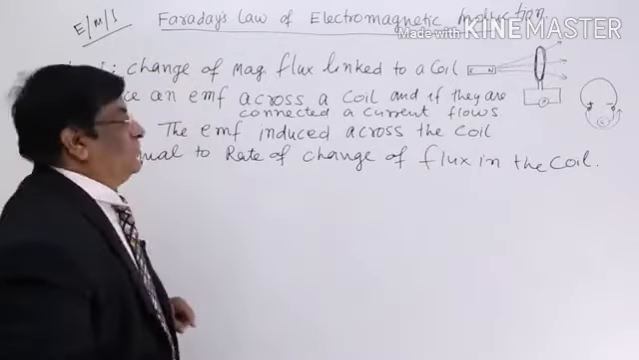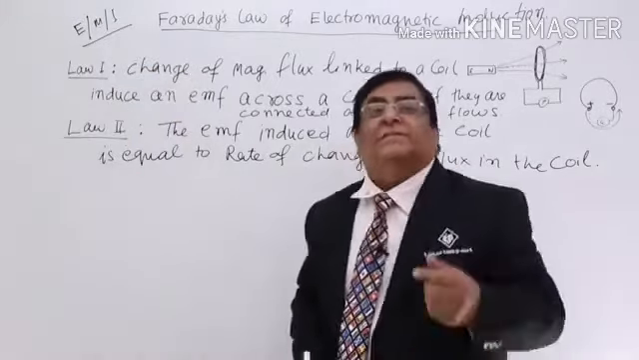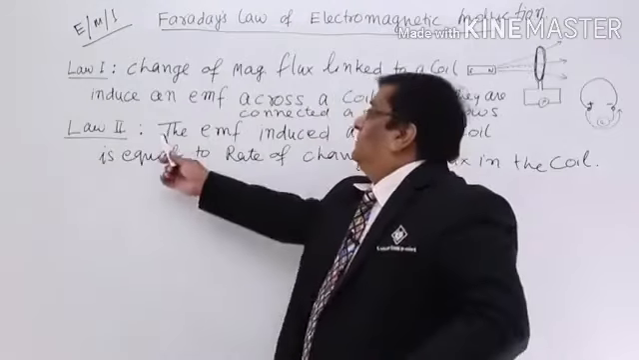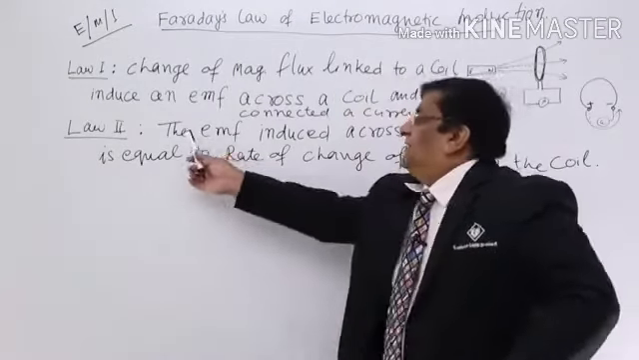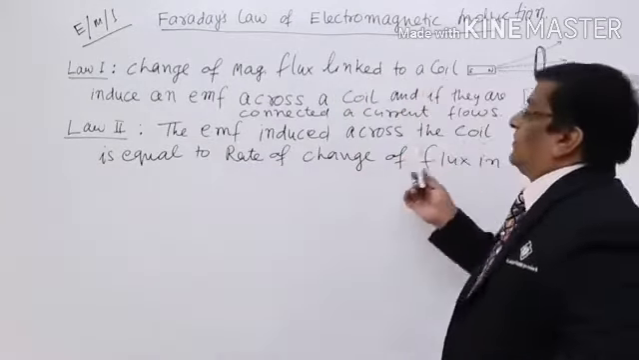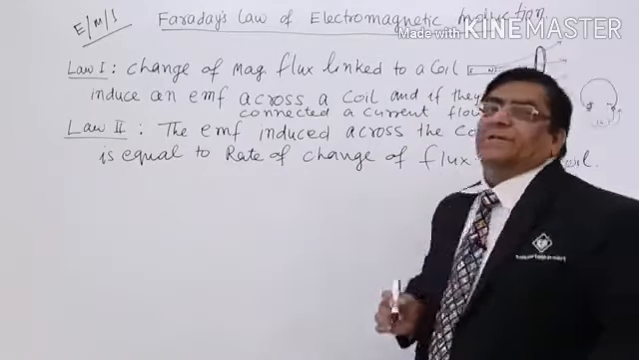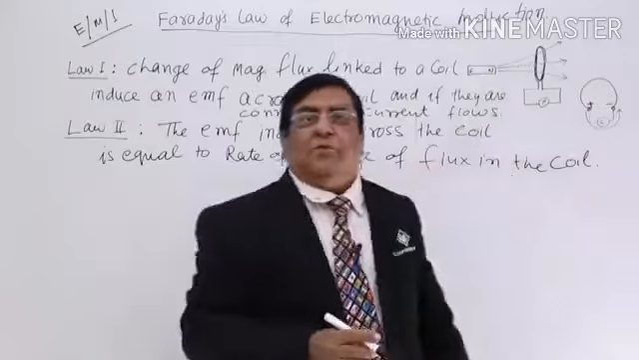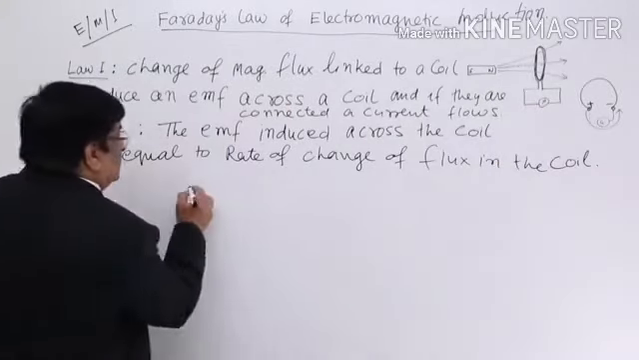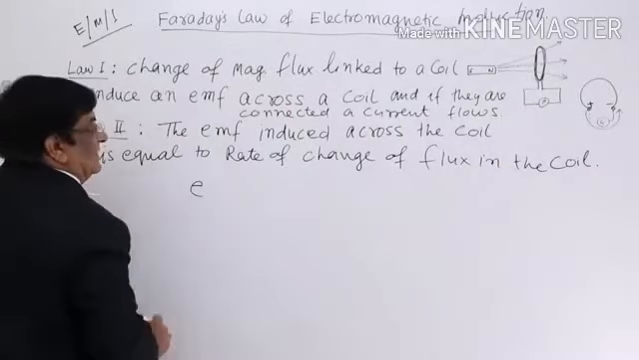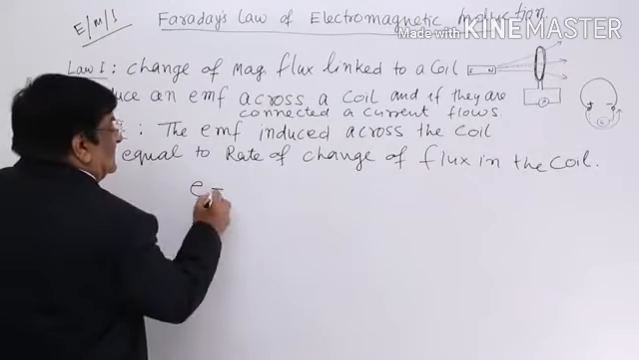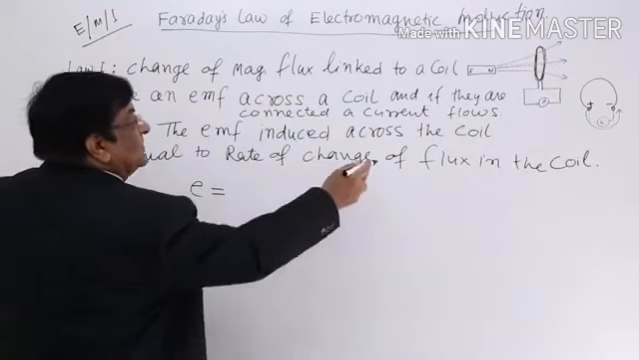Then law 2. Law 2 tells us how much EMF is induced. It says the EMF induced across the coil is equal to the rate of change of flux in the coil. So let us say it is the EMF induced. This is equal to the rate of change of flux.